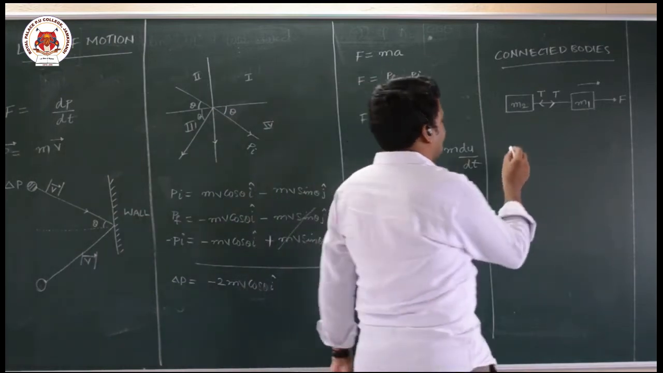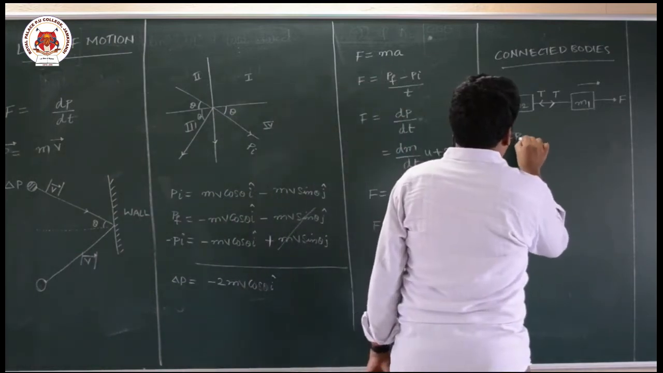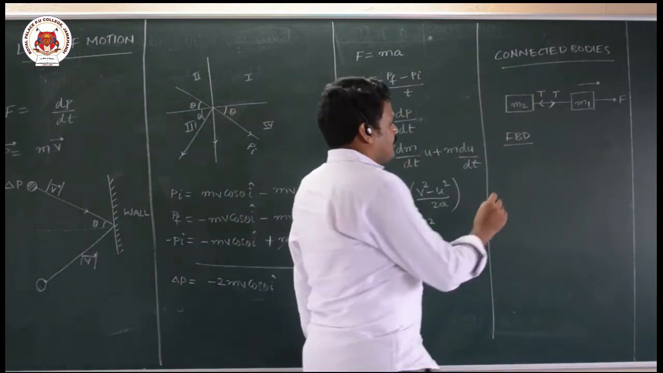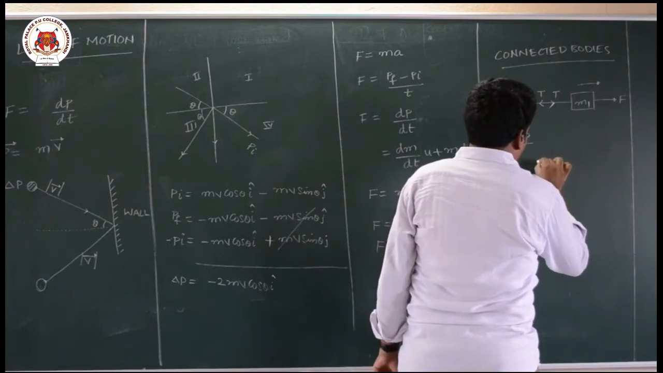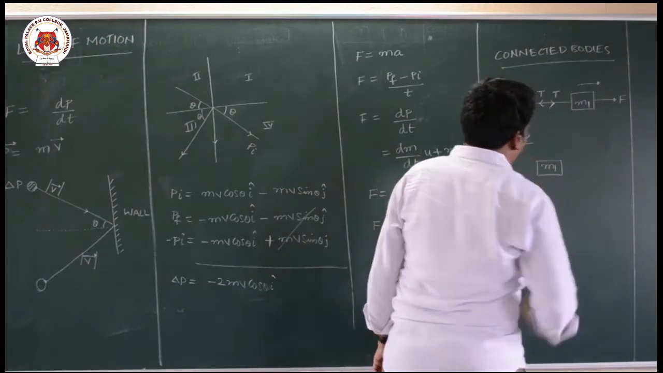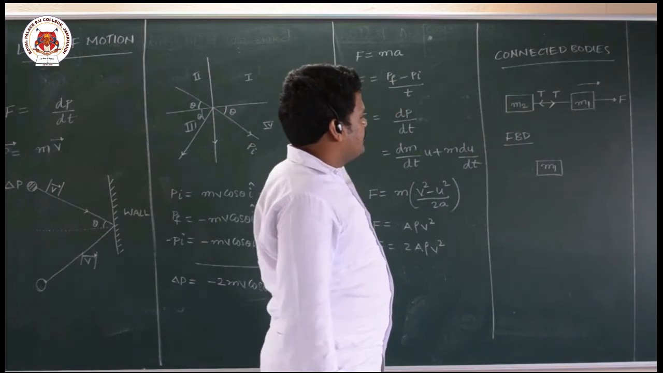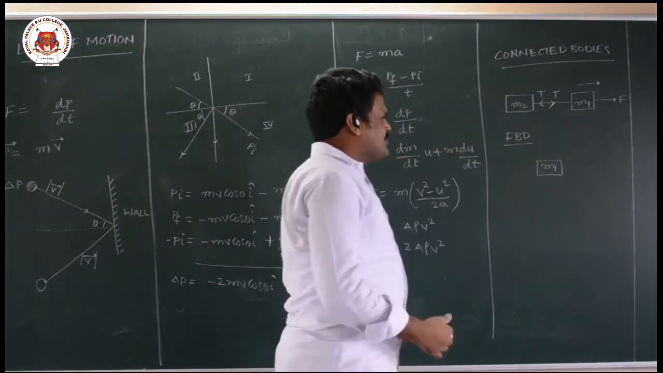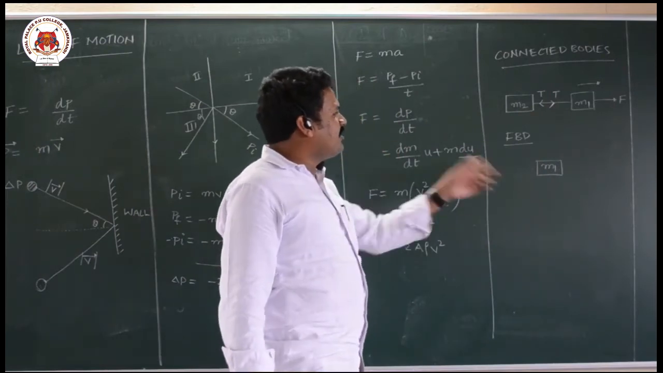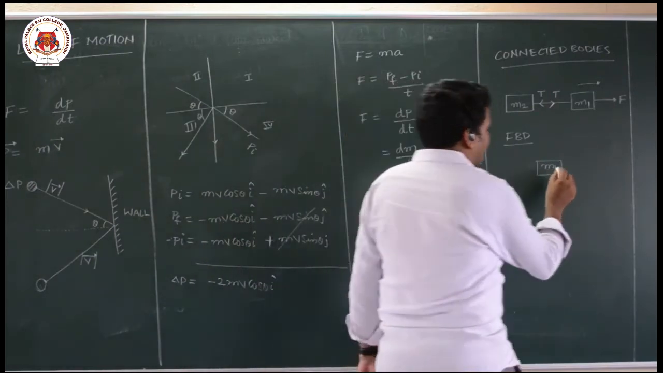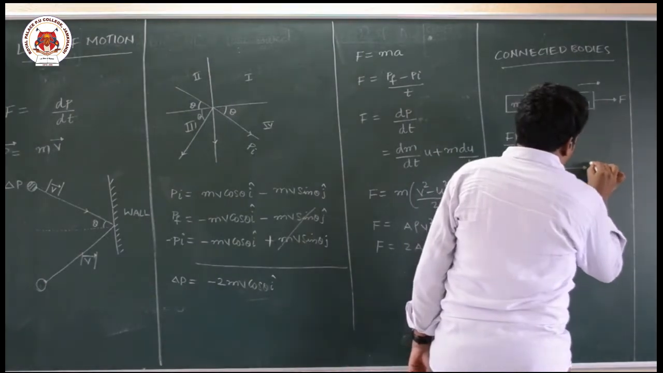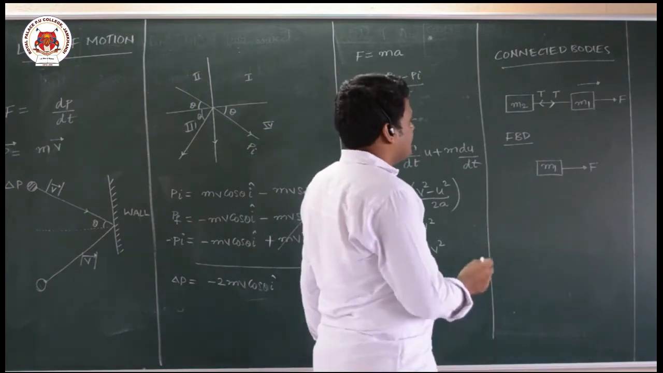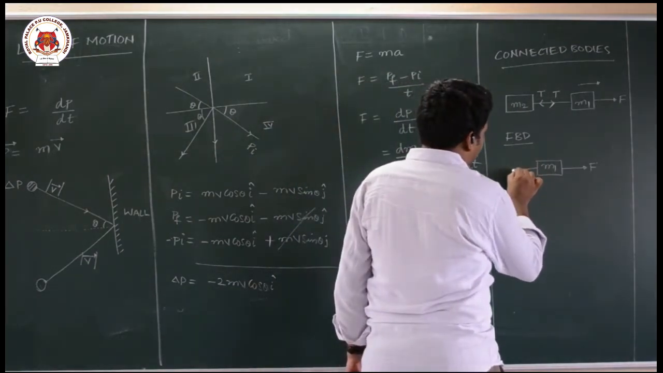So if you draw the free body diagram, FBD, you can take m1. For m1, what are the forces acting? If it is on the ground, mg will act, and the normal force will act upwards, but that is not required here. We will take in the direction of our motion: m1 has a force F towards the right side, and there is a reaction force given by m2, tension, towards this direction.